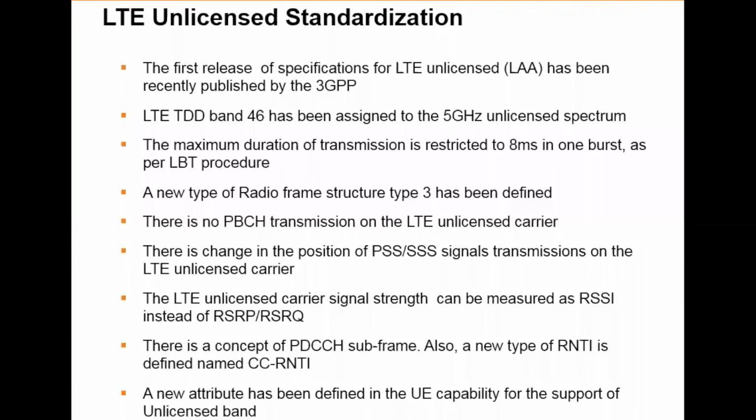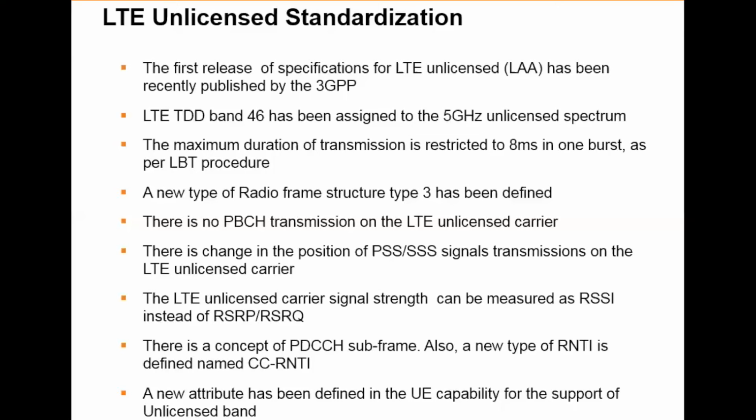A new type of radio frame structure has been defined, called type 3, which is very similar to type 1, but it only exists in the downlink direction. There is no physical broadcast channel transmission on the LTE unlicensed carrier. So though the unlicensed carrier looks like a serving cell, it does not transmit the physical broadcast channel, which makes sure that no user can make this cell a primary cell. Also, there are some changes with respect to the transmission of primary and secondary synchronization signals, which are to be transmitted on the licensed carrier. So the way they are transmitted on the unlicensed carrier has some change.